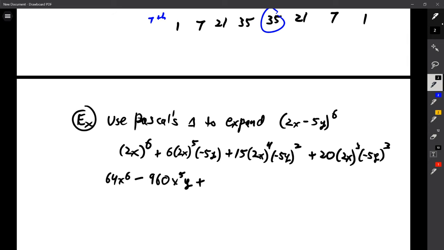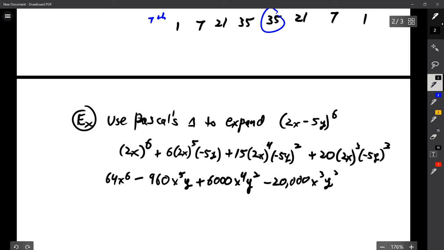And it's going to become a plus because my negative y term is being squared. So now I have 15 times 2 to the 4th times y squared, or 5 squared, I mean, and that is 6,000, plus 6,000 x to the 4th y squared, and then another minus, and this is going to be 20 times 2 cubed times 5 cubed, and that is 20,000, so minus 20,000 x cubed y cubed, and you could do the other few terms from there.